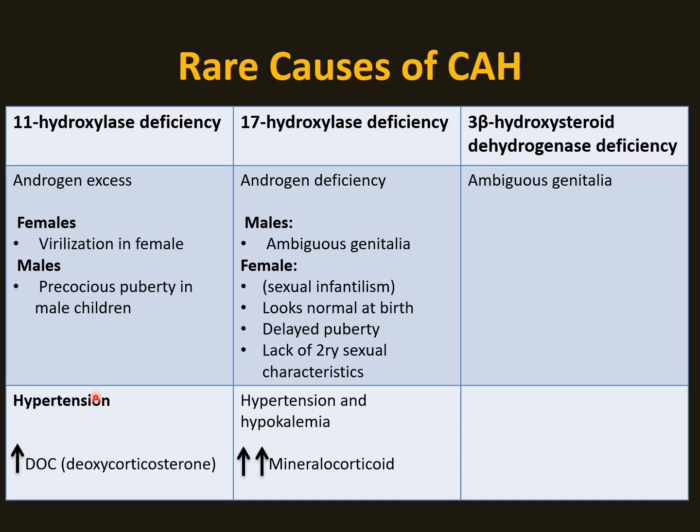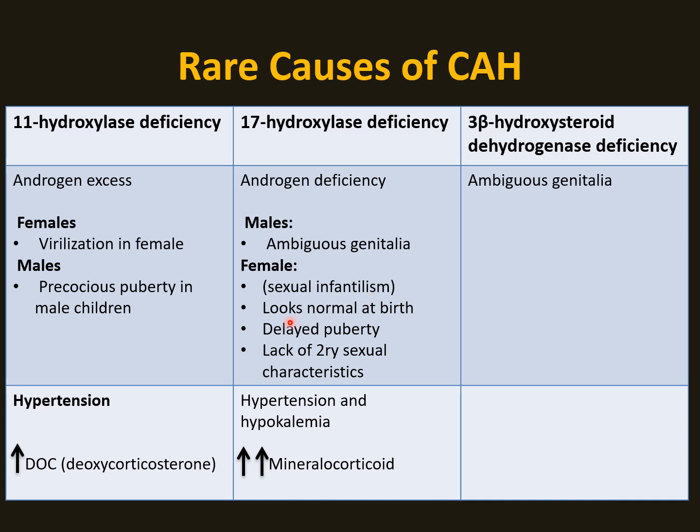The 11 and 17 deficiencies share one thing, which is hypertension. Both are associated with hypertension, and this can be differentiated easily from 21-hydroxylase deficiency, which is usually associated with hypotension. The difference between 11 and 17 is that 11 is associated with androgen excess and 17 with androgen deficiency. So females in 11-hydroxylase deficiency will be virilized. In males, they will have precocious puberty. In cases of 17-hydroxylase deficiency, the males will have ambiguous genitalia. Females will have sexual infantilism.